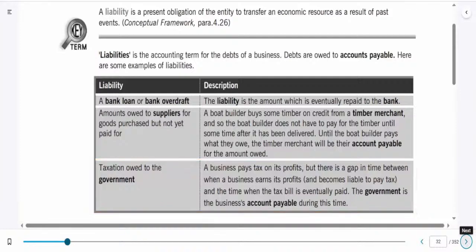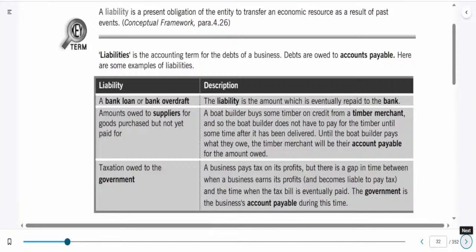Why are liabilities important? Liabilities are essential because they tell us what the business owes and help us understand the full financial picture of the business. Just like a person might have a loan or credit card debt to pay back, a business has its own debts, and these need to be carefully managed.